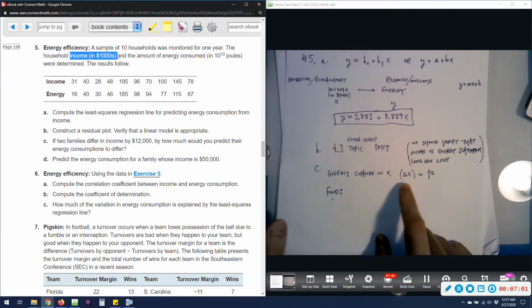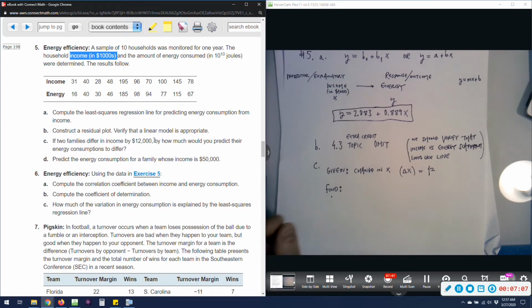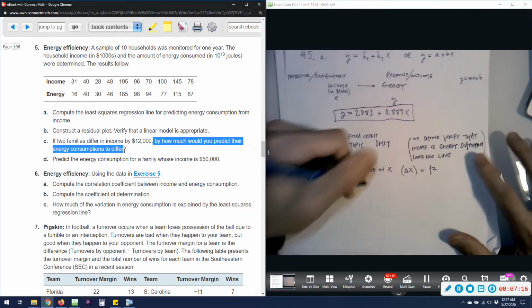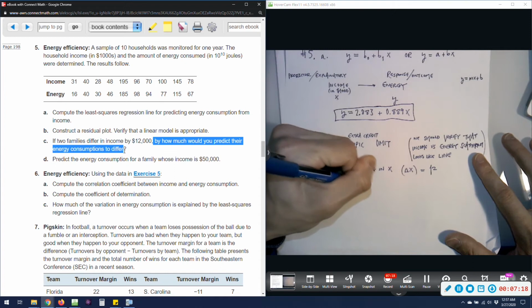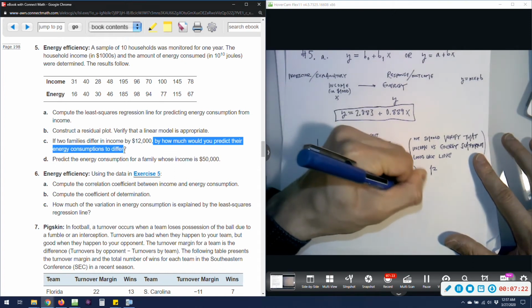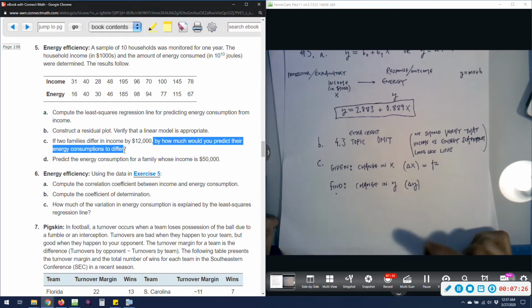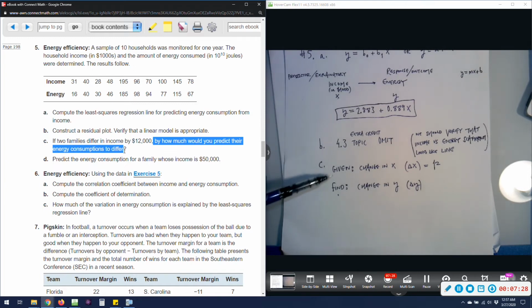And remember this triangle X means delta. And what we want to find: how much would you predict their energy consumptions to differ? So we're asking for a difference in energy consumptions. That's just a change in Y when we translate. So we're looking for a change in Y. This is what we're trying to find. If you're not okay with this, make sure you look back at the other video.